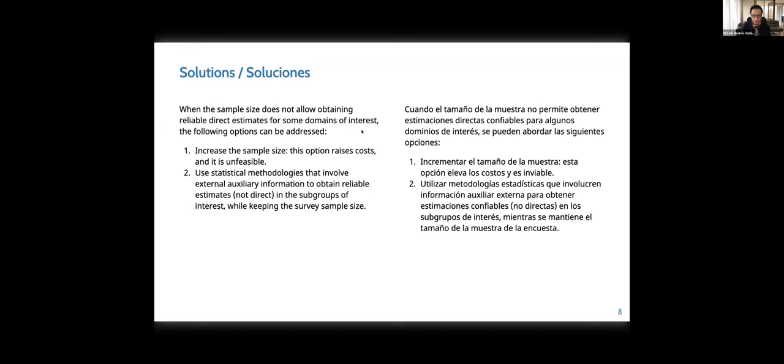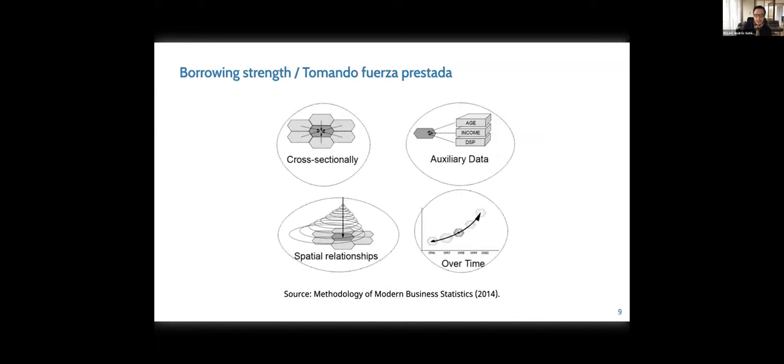Here we have this key concept, which is to borrow strength. You can borrow strength from areas in the same region, for example, and you can borrow strength from the relationships between the variable of interest and other variables that are also measured in the survey as well as in the other sources. And you can borrow strength from spatial relationships and also from temporal relationships.